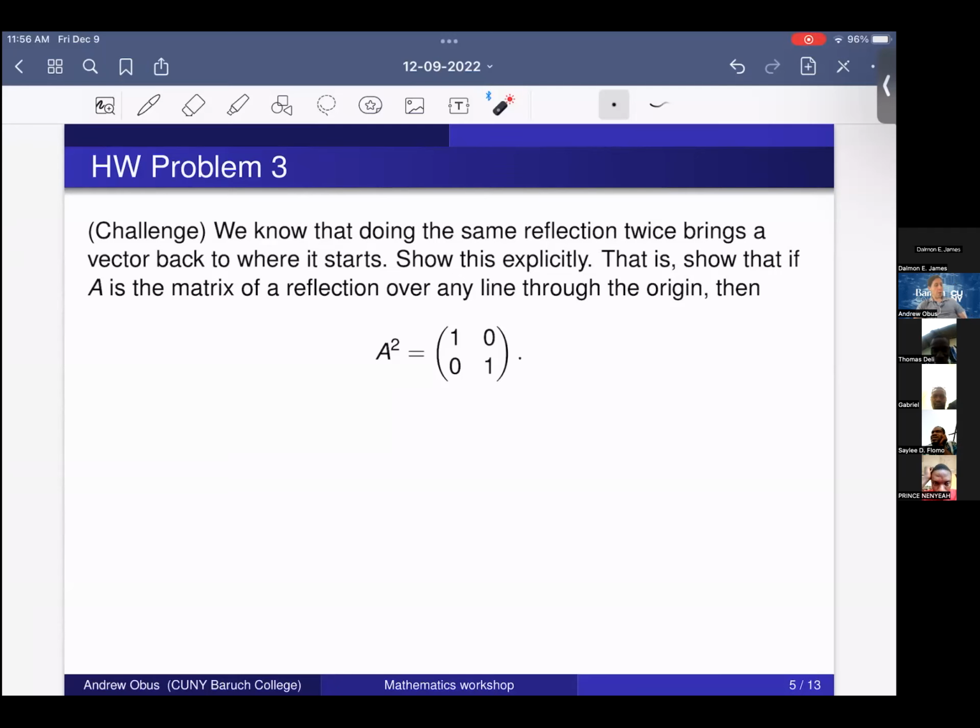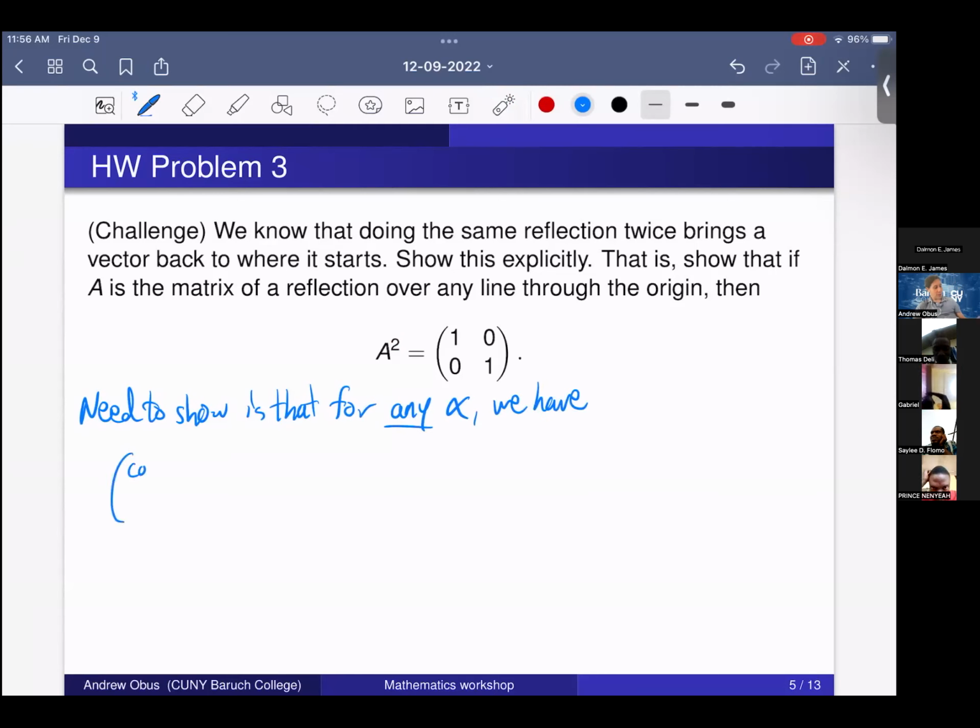So what we want to show, what that should translate to in terms of matrices, is that if we take a matrix that corresponds to a reflection and then we multiply it by itself, then we should end up back where we started. So what we need to show here is that no matter what the line is, so for any alpha at all, we have, if you take this matrix, cosine squared alpha minus sine squared alpha, 2 cosine alpha sine alpha, 2 cosine alpha sine alpha, and then sine squared alpha minus cosine squared alpha.